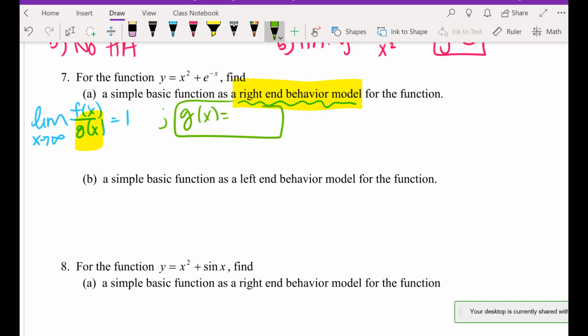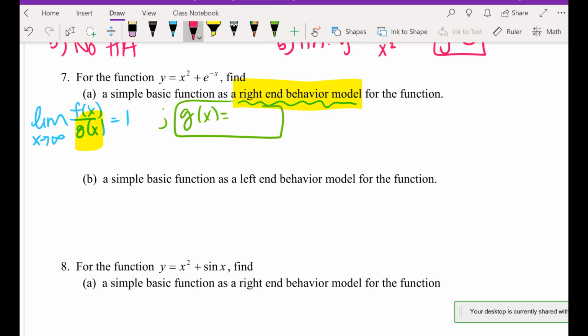You've got f of x, which is in this case y equals x squared plus e to the negative x. What must g of x be so that when we take the limit as x approaches something ginormous, like 1,000, like 100,000, like 1,000,000, the limit of your original function divided by g of x is equivalent to 1 or near 1? What would you say? You said x squared?